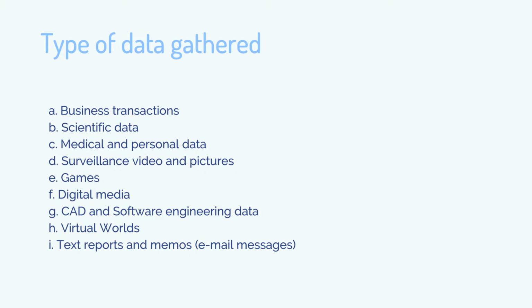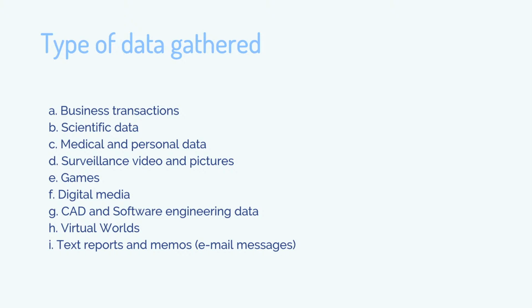For example, if you want to build a chatbot, or a machine learning or deep learning model, it can easily be applied. So that is medical and personal data, and surveillance, videos and pictures. Based on computer vision we can take videos and pictures, and games, digital media like digital currencies. We have cryptocurrency, with a lot of currencies like Bitcoin. And then CAD, software engineering, virtual world, text reports and memos, like email messaging.